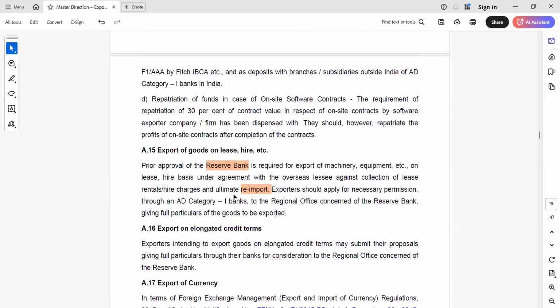The exporter should apply for necessary permission through an AD Category 1 bank to the concerned regional office of the Reserve Bank, giving full particulars of the goods to be exported. Sometimes, friends, big companies give machines on lease and hire basis, on rental basis. They will export the machine, take the monthly rent, and after a period of time, as per their contract, they will re-import the machine. For this purpose, Reserve Bank of India permission is required. You have to remember that for the export of goods on lease hire basis.